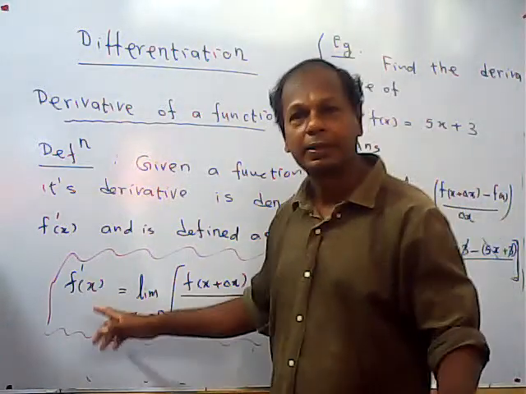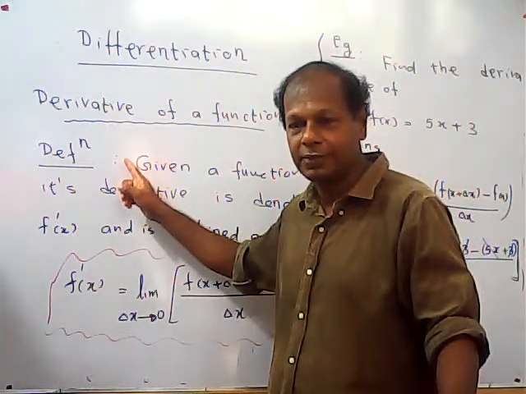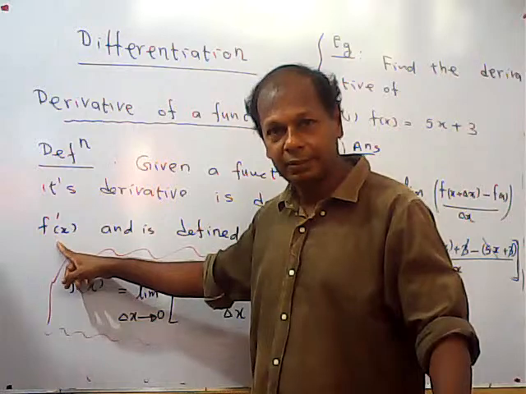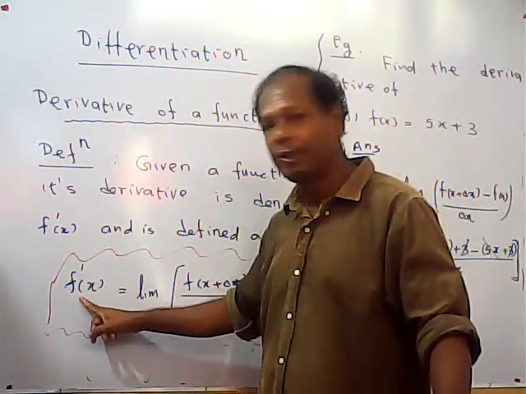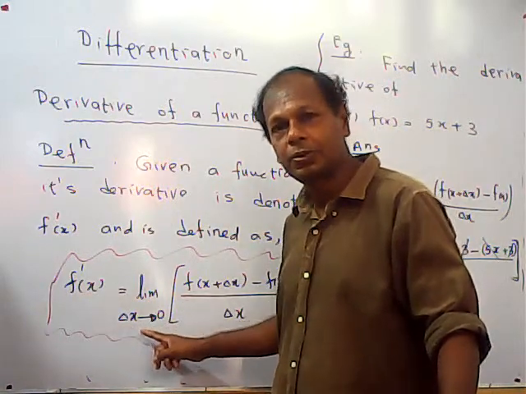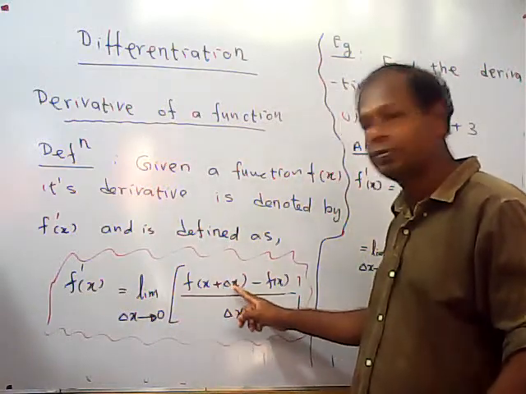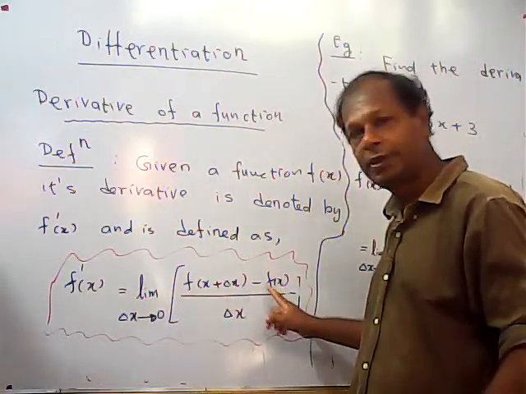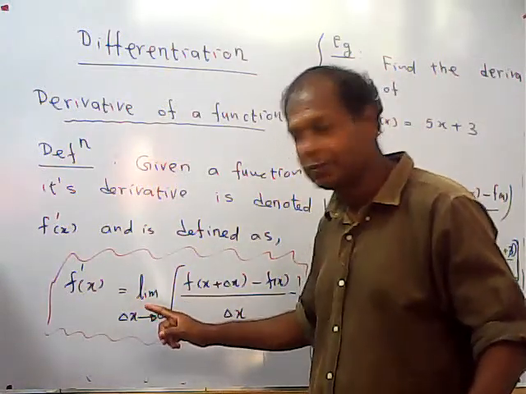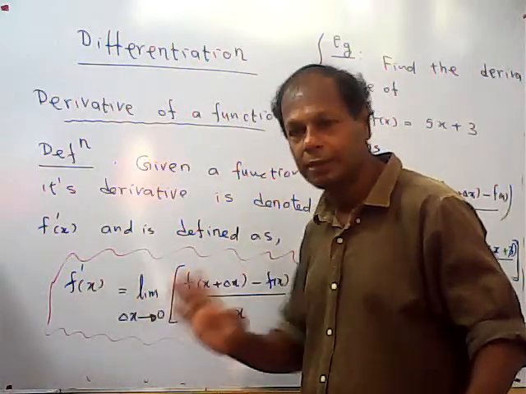Right, so the definition. Given a function f(x), its derivative is denoted by f'(x) and it is defined by f'(x) equals the limit as delta x goes to 0 of [f(x plus delta x) minus f(x)] over delta x, right? This again gives some function. So it is that function we call the derivative of f(x), and we denote it by f'(x).